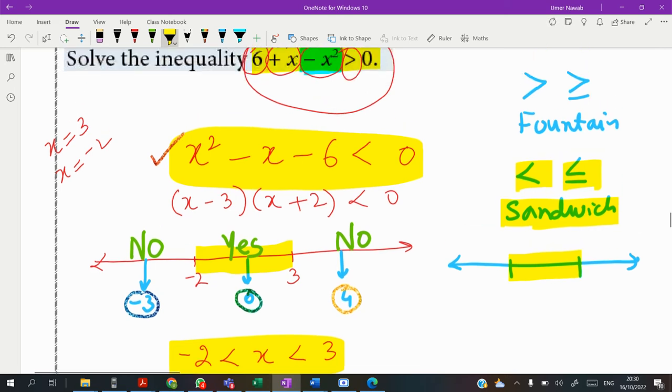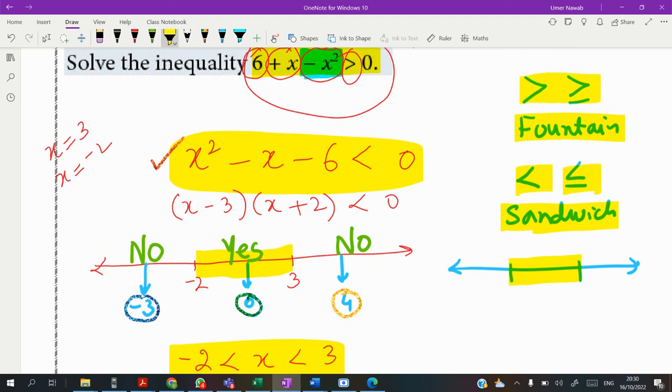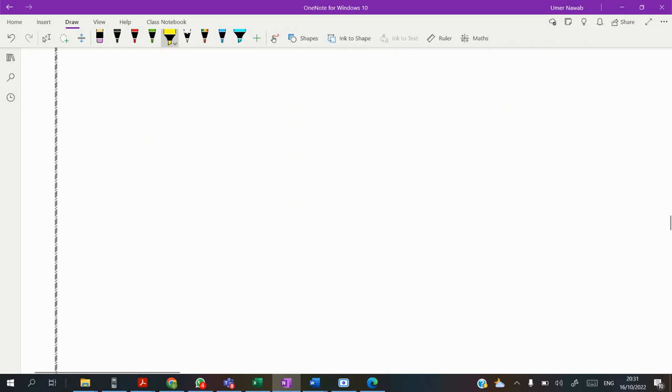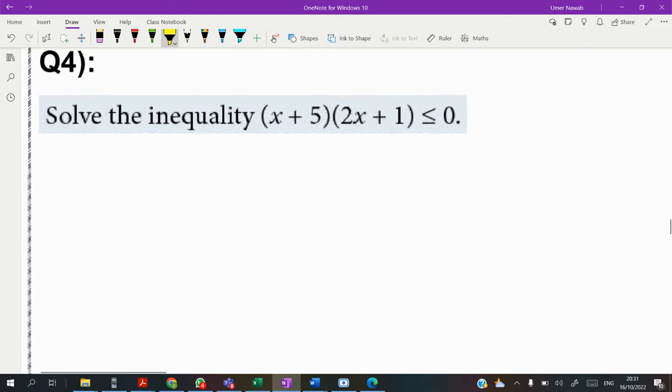However, if you don't want to keep the fountain method or the sandwich method in your mind, you can use this test point technique, which is very good. No need to test every point, just pick one point. For example, if the point on the extreme left or right is yes, then you can write yes, yes, and in the middle you can write no. But if no is written on the extreme left, you can easily write no on the right-hand side, and in the middle you can write yes, like in this case we did it. Now in this case, guys, the factors are already given.